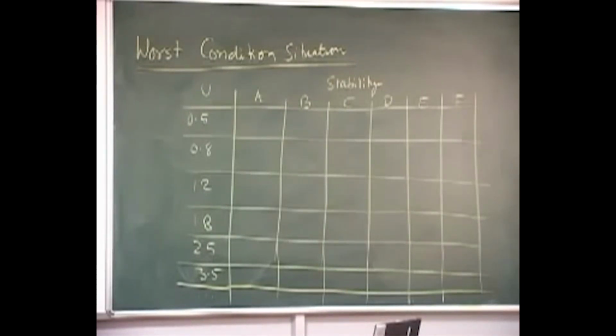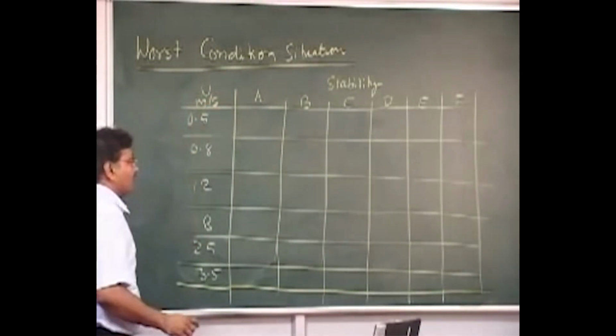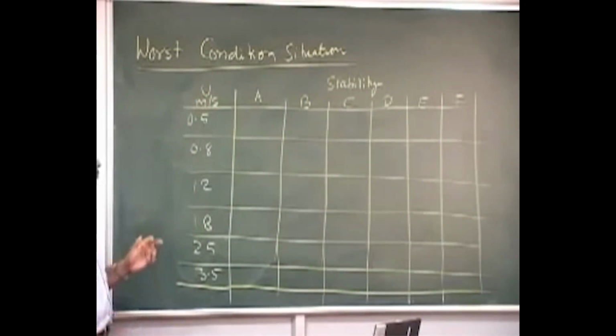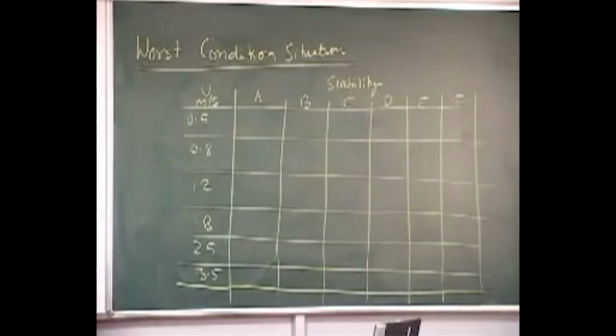Okay, what I want to do is take some wind speeds. Suppose I took a grid of wind speed as 0.5, 0.8, 1.2, 1.8, 2.5, 3.5 or more, in meters per second. From here, Q is known to me.